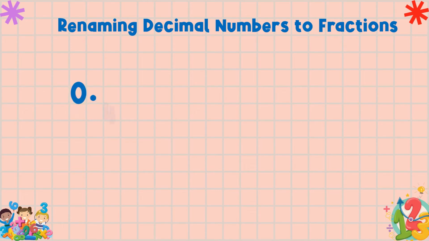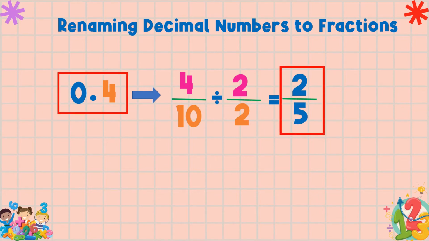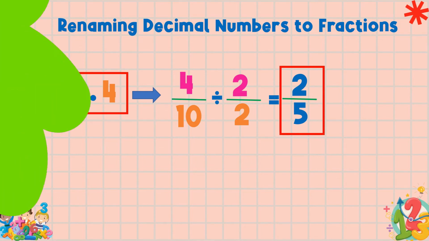Another example, 0.4. First, we're going to write 4 as our numerator, then we're going to count the digits in the decimal number. We have only one digit, so our denominator is 10. Our fraction is 4/10. Are there any common factors between 4 and 10? Yes, you are right. 4 and 10 are both divisible by 2. So 4 divided by 2 is equal to 2, and 10 divided by 2 is equal to 5. 4/10 is equal to 2/5.